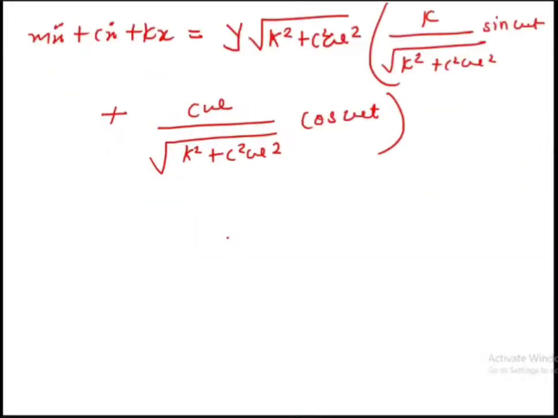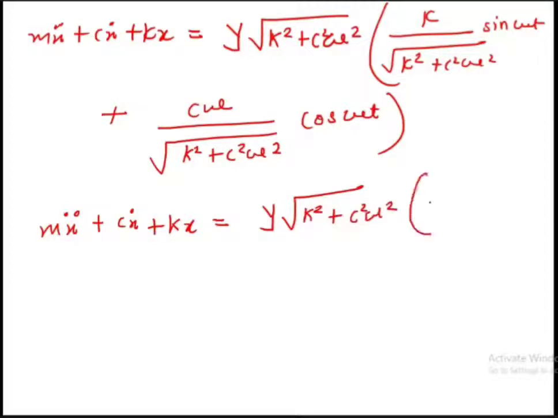Okay, so this I will put here in this equation. So k upon the square root of k square plus c square omega square is nothing but cos alpha, and c omega upon the square root of k square plus c square omega square is nothing but sin alpha. So I am getting this equation as m x double dot plus c x dot plus k x is equal to capital Y, this term remains as it is, the square root of k square plus c square omega square, and inside the bracket I am getting cos alpha into sin omega t plus sin alpha into cos omega t. See how the equations are changing as the condition goes on changing.